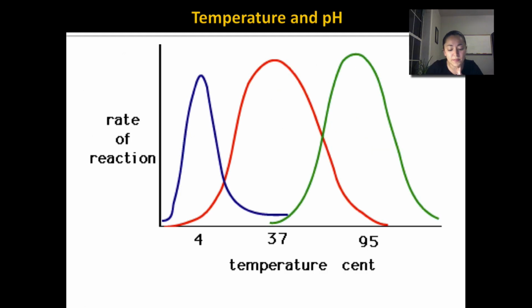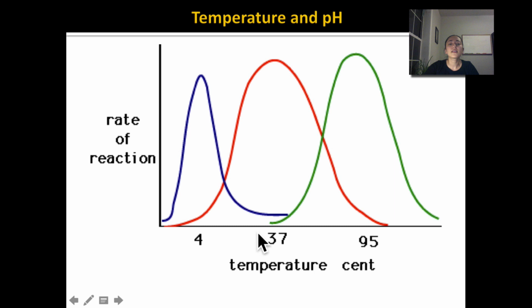Objective 5 says interpret graphs of the effects of pH and temperature on rates of enzymatic reactions. So as I said before, the relationship you always see between the rate of an enzymatic reaction and temperature is that it will increase to a certain point and then decrease because of denaturation. However, what I want to point out here is that every enzyme has a different optimum temperature.